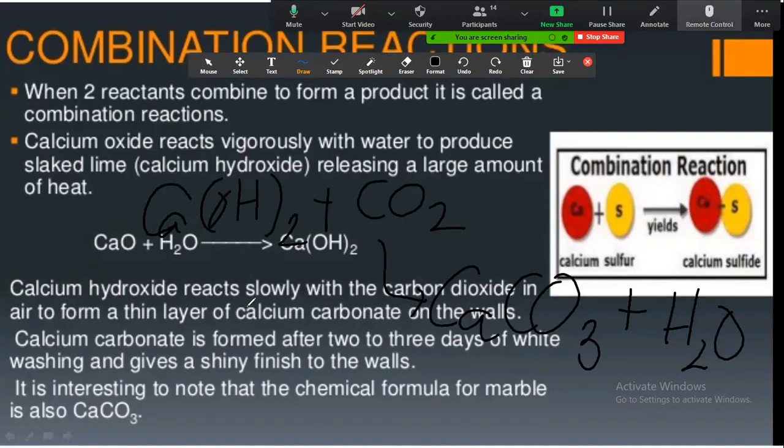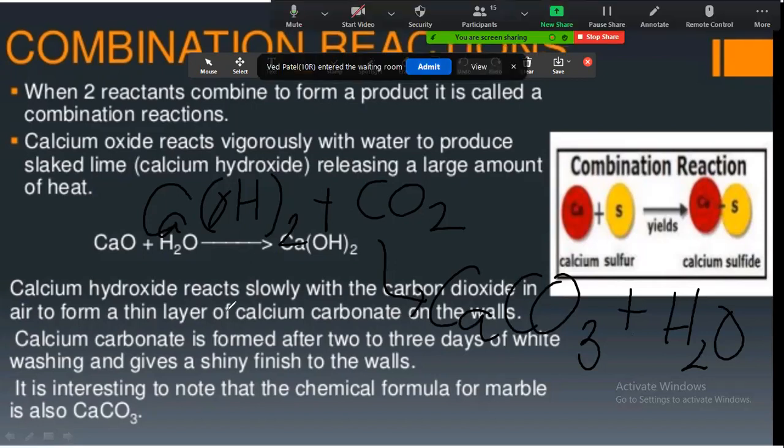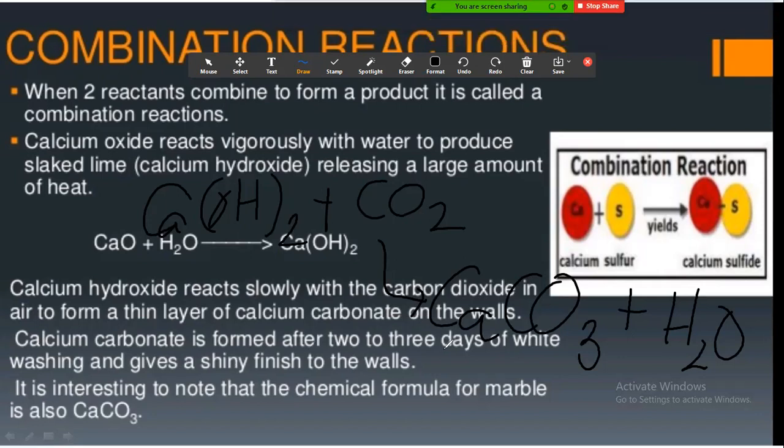Okay, so calcium hydroxide reacts slowly with carbon dioxide in air to form a thin layer of calcium carbonate on the walls. Calcium carbonate is formed after 2 to 3 days of whitewashing. What is whitewashing in Gujarati?